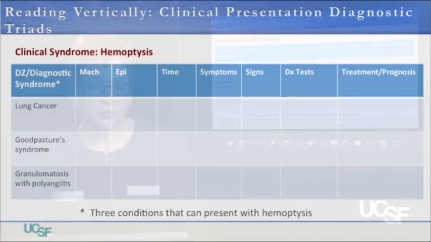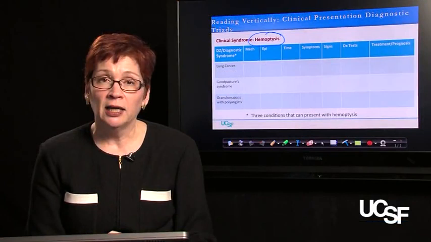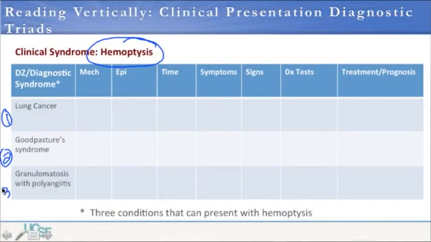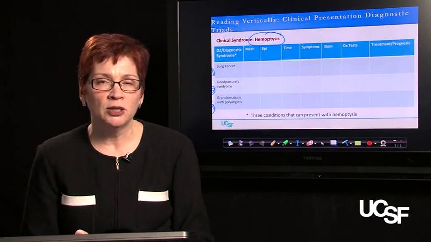First off, it's syndrome-driven. We want to take one of those common syndromes, in this example, hemoptysis, or the entity of coughing up blood, and we're going to identify at least three diseases that might present with that syndrome of hemoptysis. And for today's exercises, we've chosen lung cancer, Goodpasture syndrome, and granulomatosis with polyangiitis. Now, there are many other reasons that people present with hemoptysis, but we're going to focus on these for the sake of illustrating a way to read to build functional illness scripts.